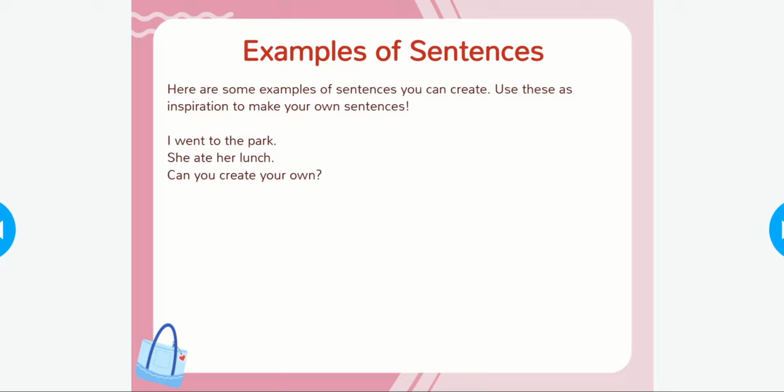Now here are some more examples of sentences that you can create. These are some ideas, but I want you to also write your own sentences in the past tense in the comments. Go ahead and write 3 sentences using irregular verbs. So, for example, I went to the park. She ate her lunch. Now go ahead and create your own 3 sentences.